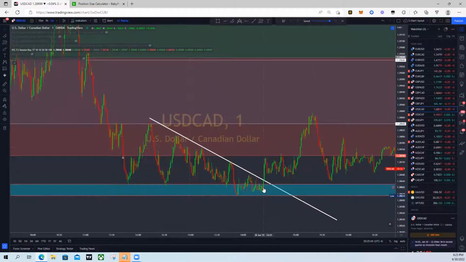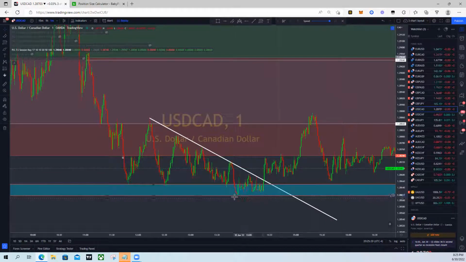You wait for the break. Here's your break of the channel right here. And then you have another higher high, right? That high came way above this high as well. Then it came back into the same area of support. You can buy it all over.